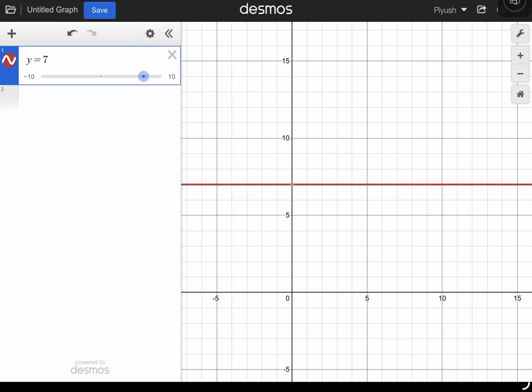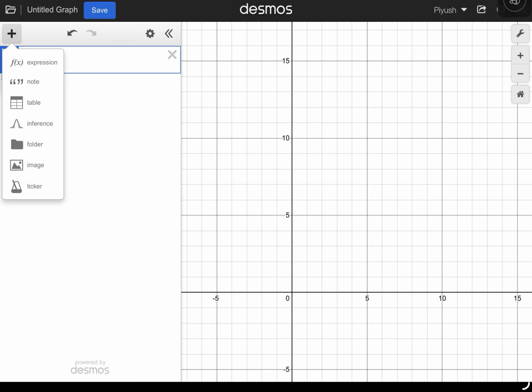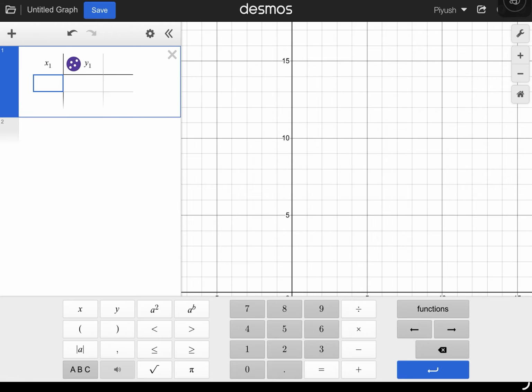Okay, so the other thing you can do, and this one I actually use a lot specifically, is you can make a table. You can organize data in a table. How do you do that? Well, you see this plus icon in the top left, and then you press table. It's pretty simple. So the table stores the matching x and y values in rows.